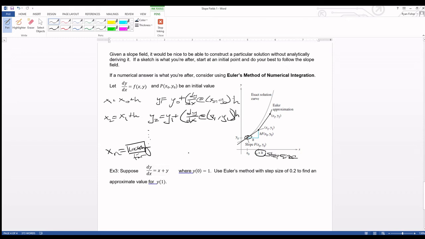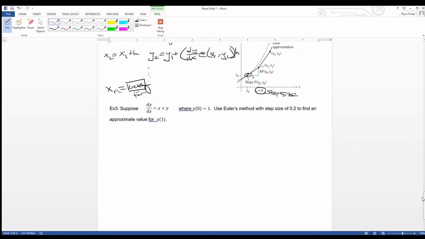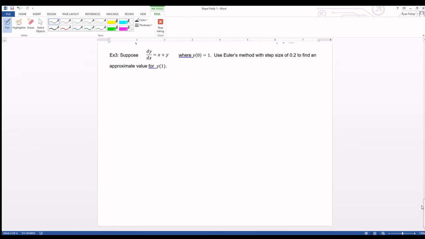Then you can find the y value you would be at. This will make more sense if we actually work on a problem, but we're going to use the same kind of idea. So here's a specific differential equation: dy/dx equals x plus y.